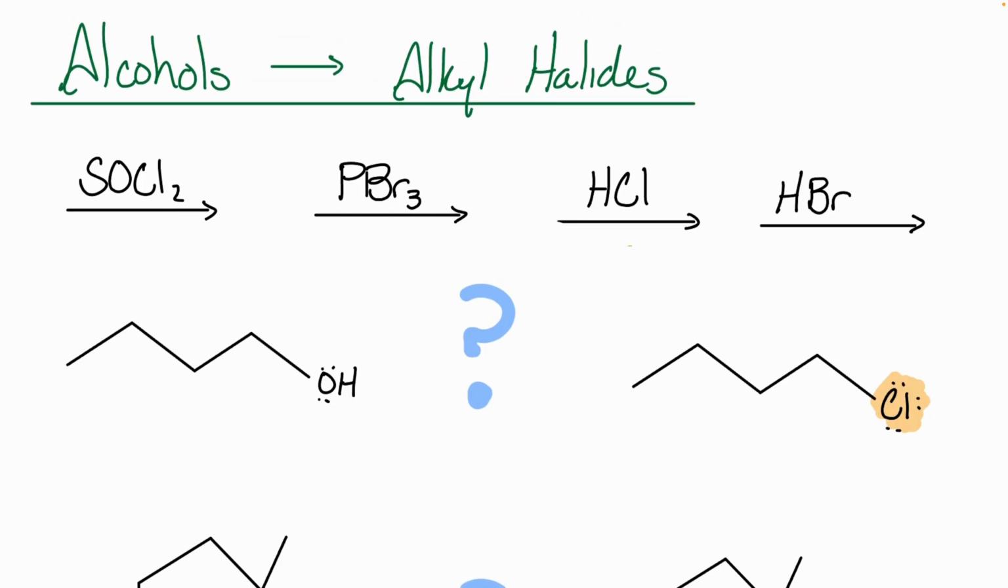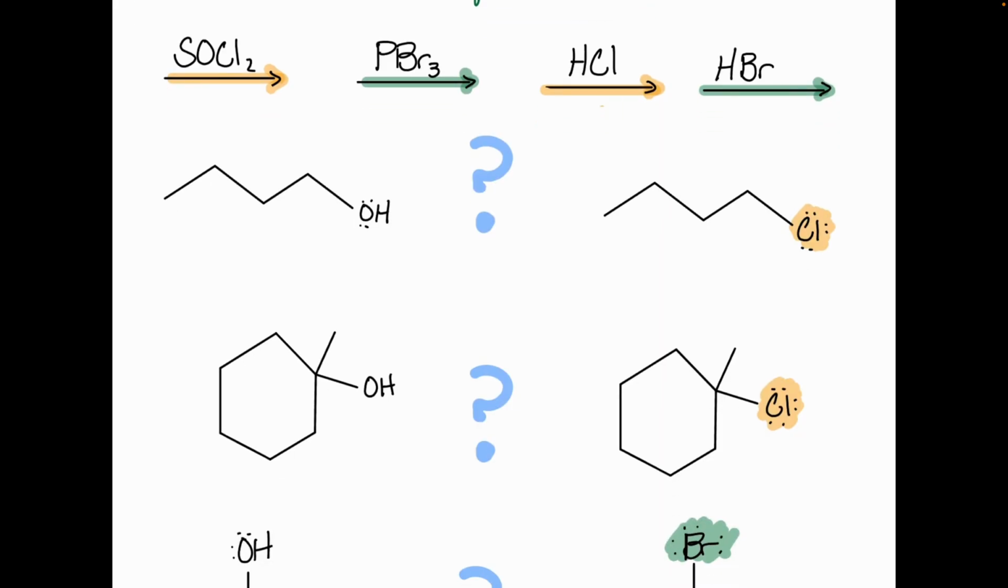Let's use our context clues. Thionyl chloride is going to add what to our molecule? The chlorine. And which other one would add a chlorine? The HCl. And so our bromines would be our phosphorus tribromide or our hydrobromic acid. Okay, so then what's the difference here? Both thionyl chloride and hydrochloric acid add chlorines to the ring.